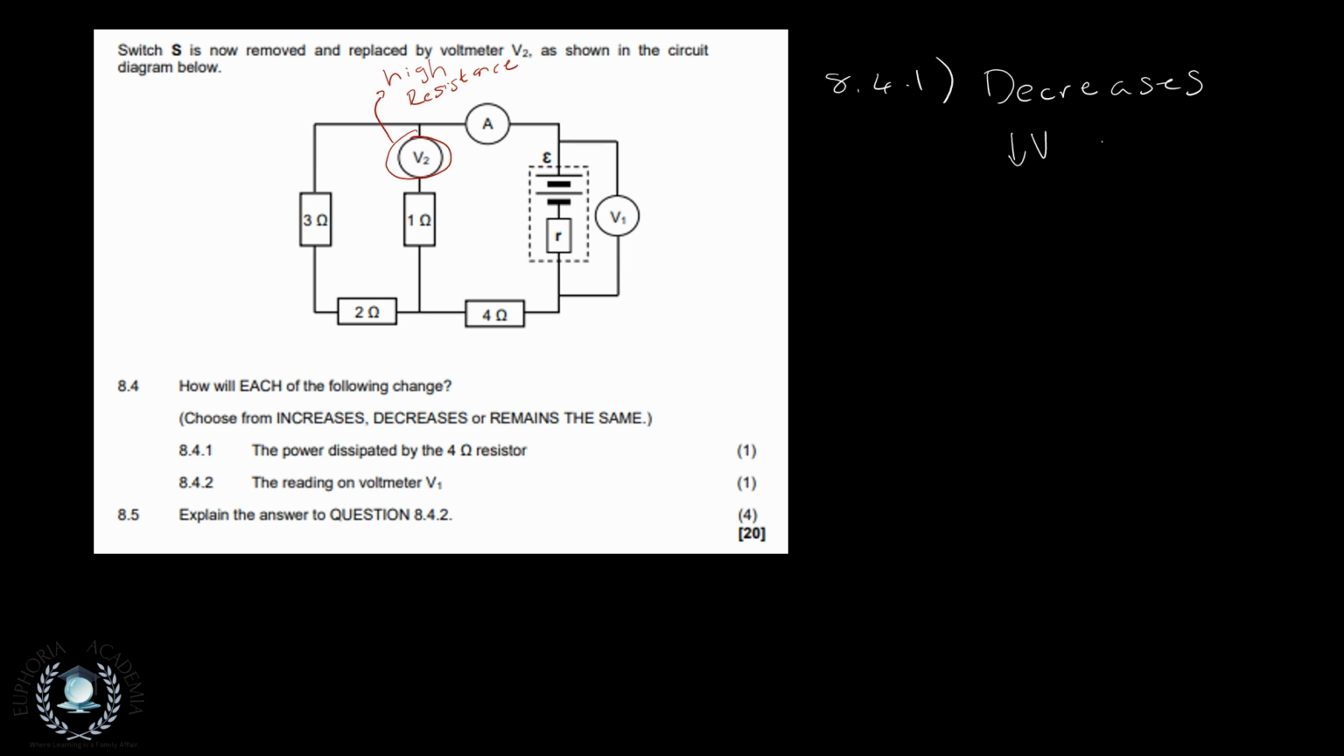But the current remains the same, and the formula for power is equal to VI. We have the current staying the same, so I'm just going to write same. And then the voltage will decrease, and if that decreases, that means the power needs to decrease. I'll explain in question 8.5 why all of this is happening.